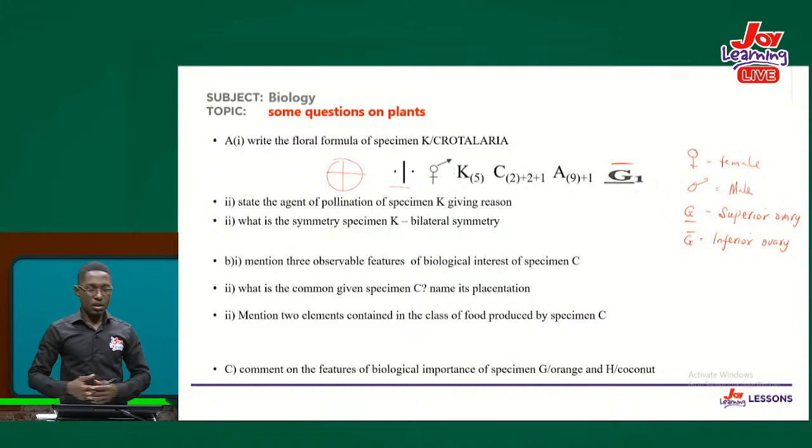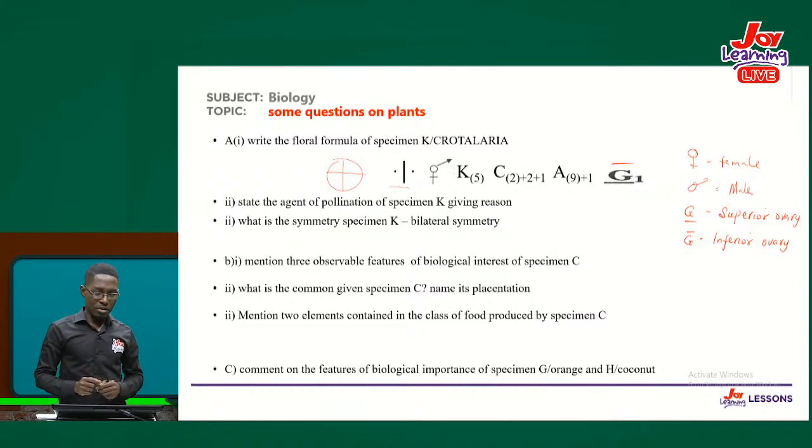Then they go on to ask you other questions. State the agent of pollination of specimen K, giving reasons. So what are the agents for a dicot that has brightly colored flowers, at this stage? Maybe insects. Then they say, give us reasons. So the agent is an insect, and you give the reasons, for example, that it is an insect pollinated plant. So use that idea to write this.